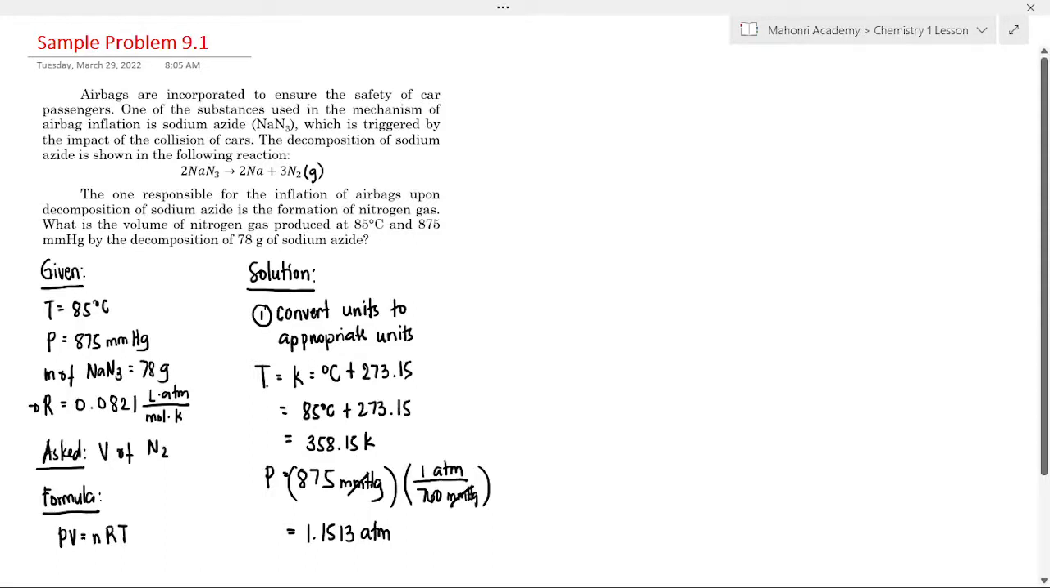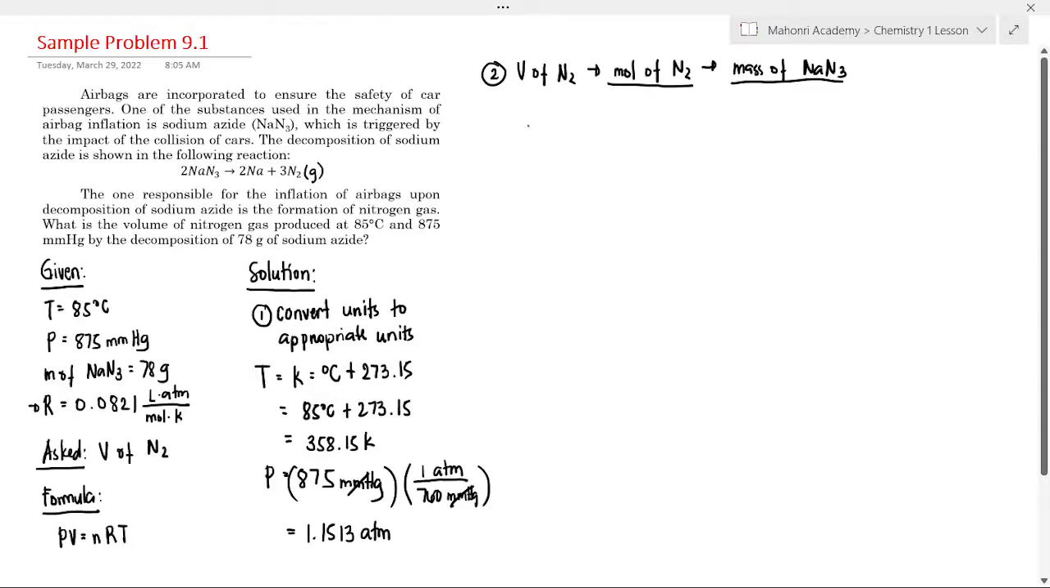Okay. Next, after converting your units, what you want to do is find the volume. That's our ultimate goal: find the volume of N2. But before we can do that, we have to first find the moles of N2. And we will get the moles of N2 from the mass of NaN3. For this mass of NaN3 and moles of N2, we can do this in terms of stoichiometry. So this is where our stoichiometry is going to happen.